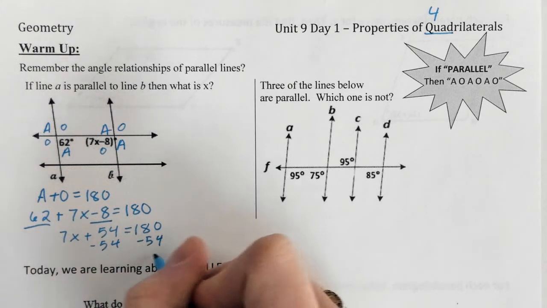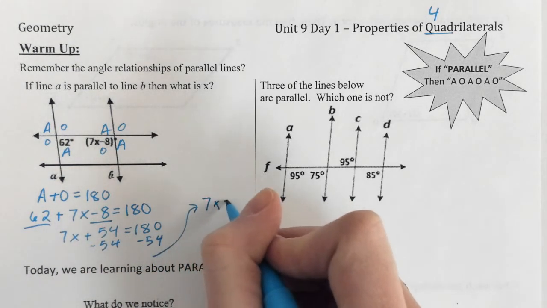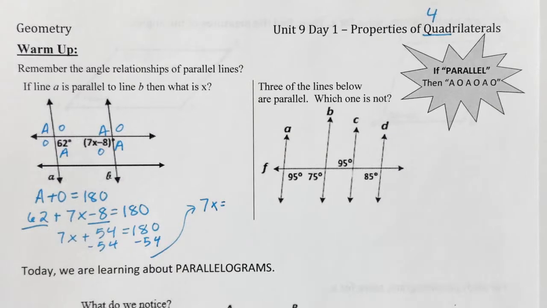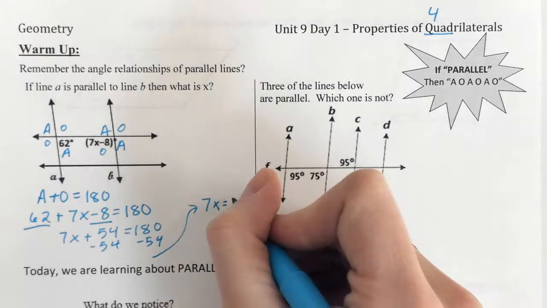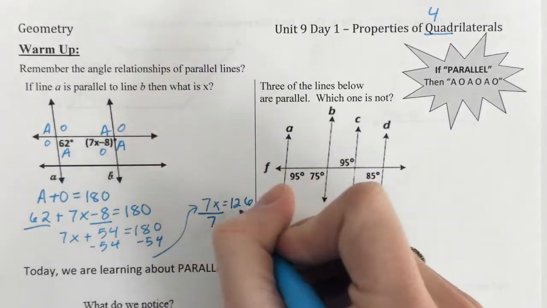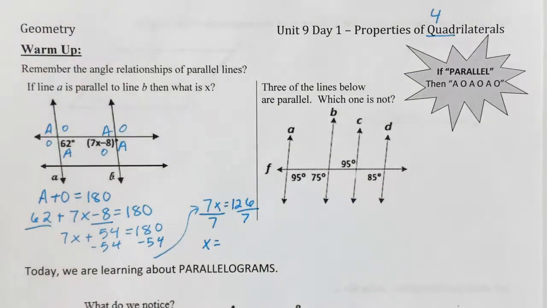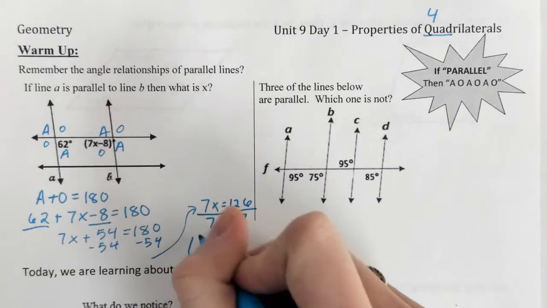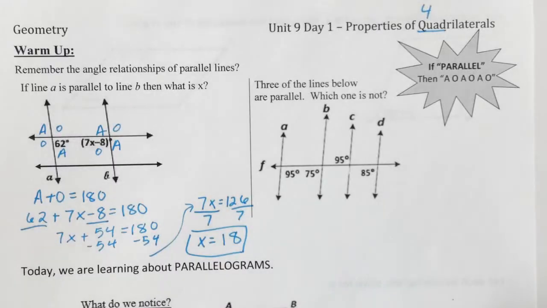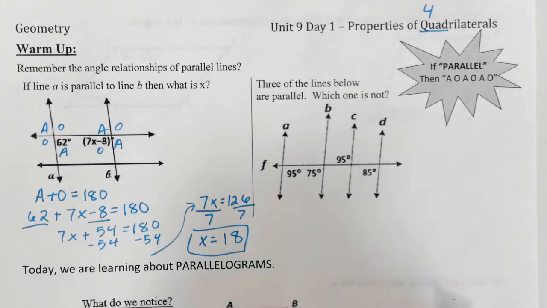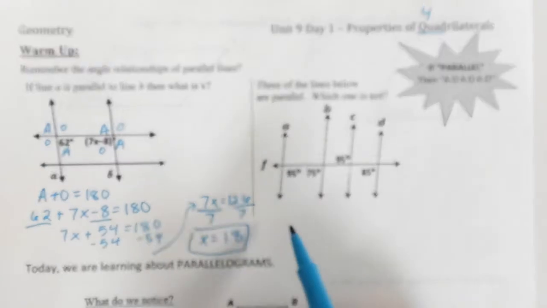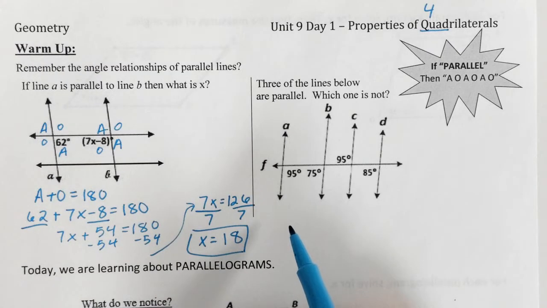Subtract. Move up here, we get 7x equals, let's see, 126. And that last step is to divide. And you should get 18. So x equals 18 is the answer there. I'm going to let you guys check this one on your own with each other, and we are going to move on to our problems down here.